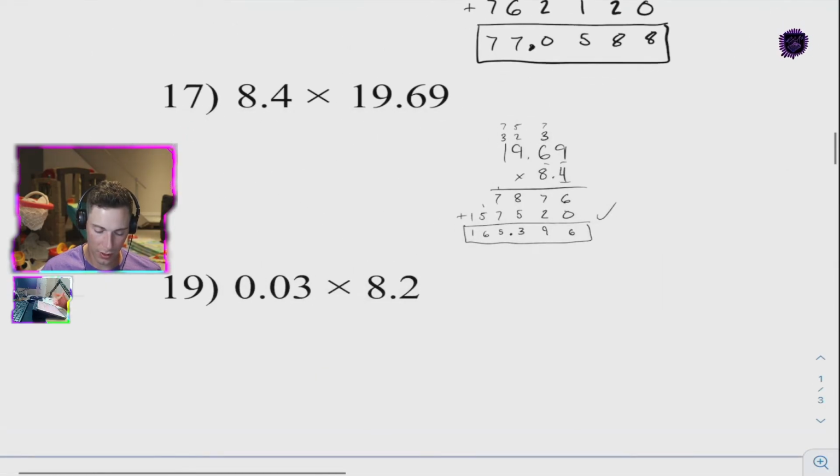This is a tricky one, but it's actually easier. You just have to know what to do. Don't overthink it. Let's go. 8.2 times 0.03.